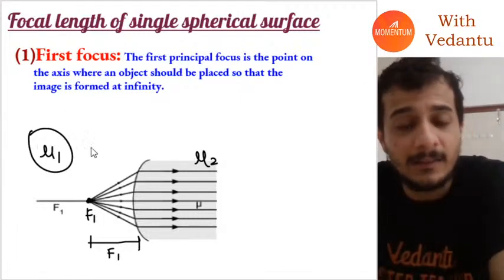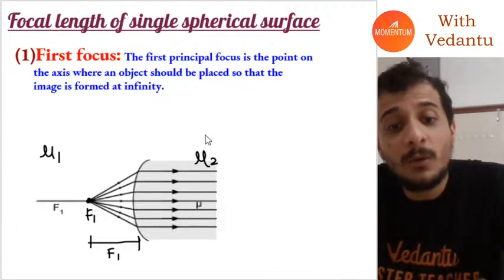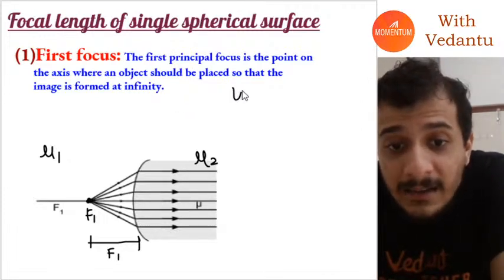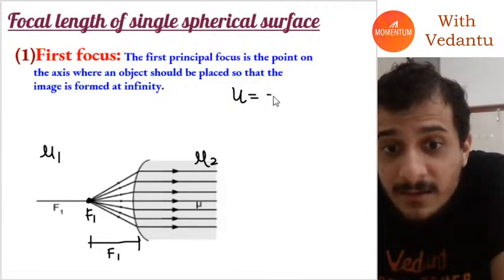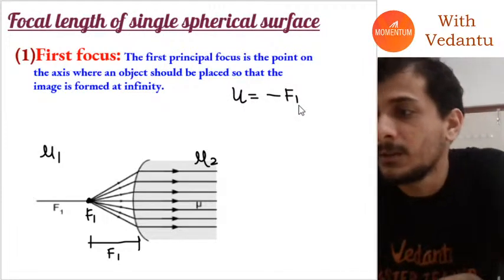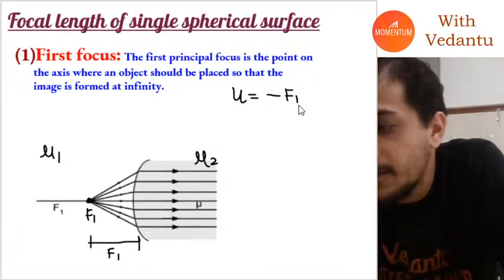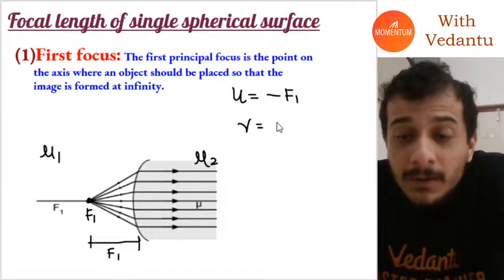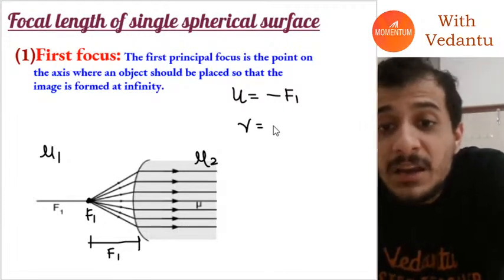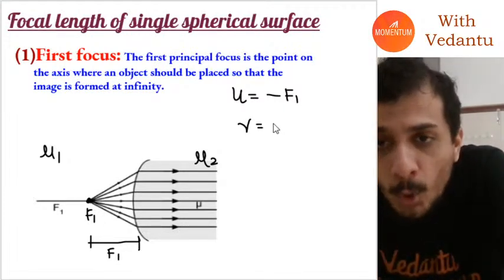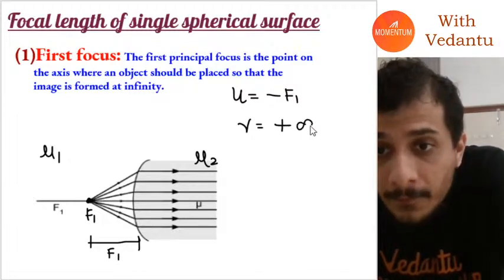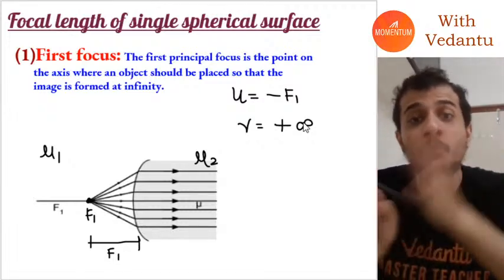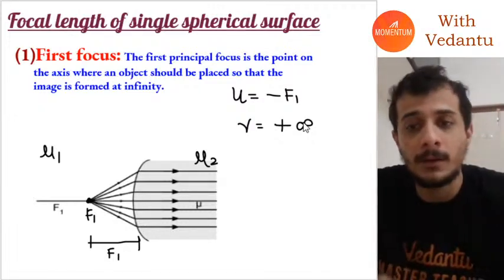By the way, refractive indexes, let's assume, are mu1 and mu2. So how do I calculate f1? In this case, the object distance is negative f1. And what is the image distance? The image distance is equal to plus infinity, because where are all these lines going to meet, guys? They are going to meet at infinity, because they are parallel to each other.